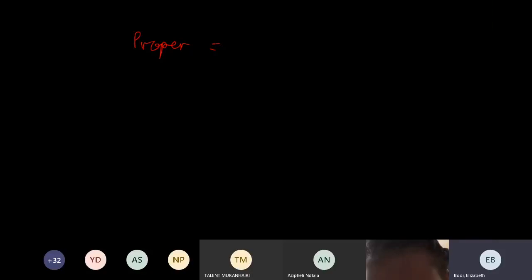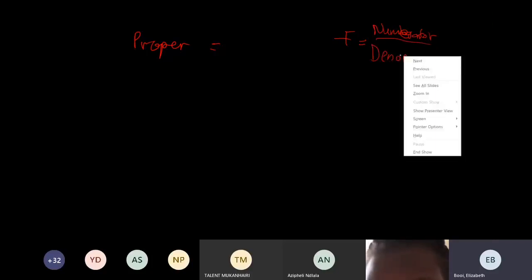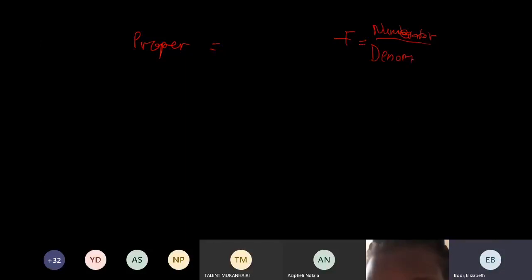I'm assuming you know what a fraction is. Because a fraction is a part of a whole, we have what we call a numerator at the top, and a denominator at the bottom. I don't know how to write now. I must go back to grade 1 to learn how to write. So we have a numerator at the top and a denominator at the bottom.